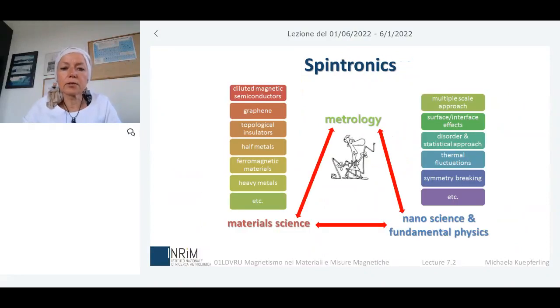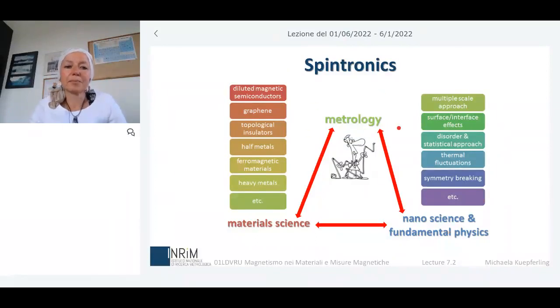Spintronics is also interesting from another point of view, because it's really a multidisciplinary approach, and it involves a lot of different topics and research groups. For example, here you can see material science. We have several topics that are touched from the material science side, and also from nanoscience, but also from fundamental physics. All this goes together, of course, with a metrological approach.